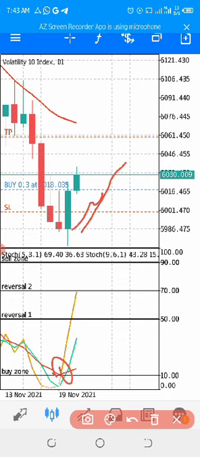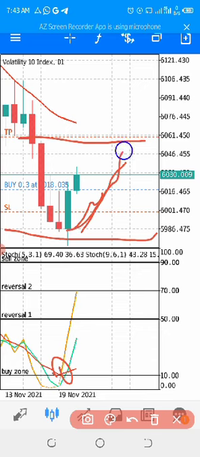Now, assuming this is a support and this is a resistance, as price is moving, once it gets to this place, it's going to turn back. Two things will happen here: either it turns back from here, or it breaks this and moves further. But when you get to this place, you can take your decision.